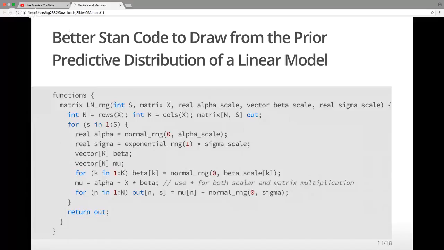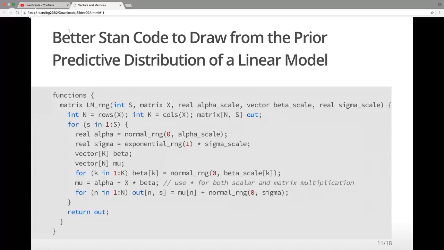The exponential distribution has kind of a weird parameterization in that its parameter is a rate, which is the reciprocal of the mean. So what I like to do is just take a draw from the exponential distribution with a rate of 1, which is the same thing as a mean of 1, and then scale it up by whatever sigma_scale is. So sigma_scale is basically my prior expectation for what sigma, the standard deviation of the errors, is.